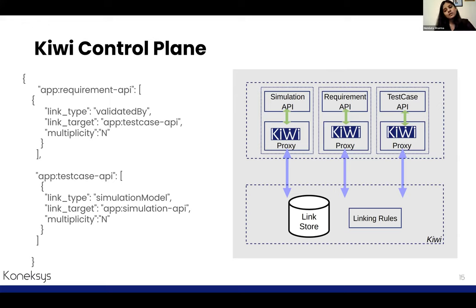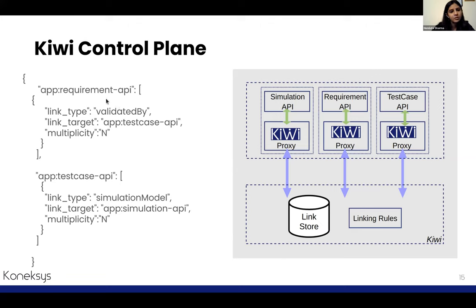What are the linking rules? Linking rules are user-defined rules that tell Kiwi what resources can be linked to which resources. And simply, linking rules are just a JSON dictionary. So here on the left, we can see the linking rules that we used for our demo. Let's look at the first item here.